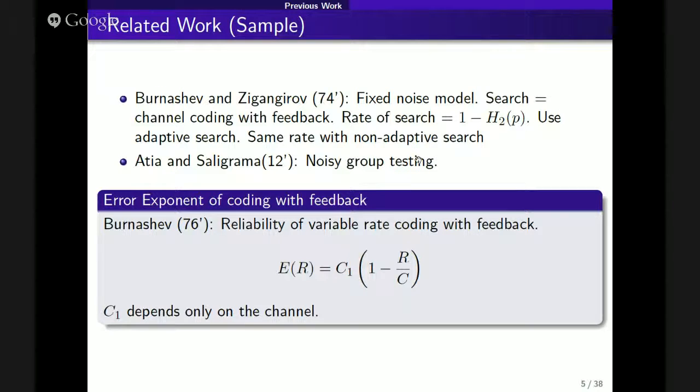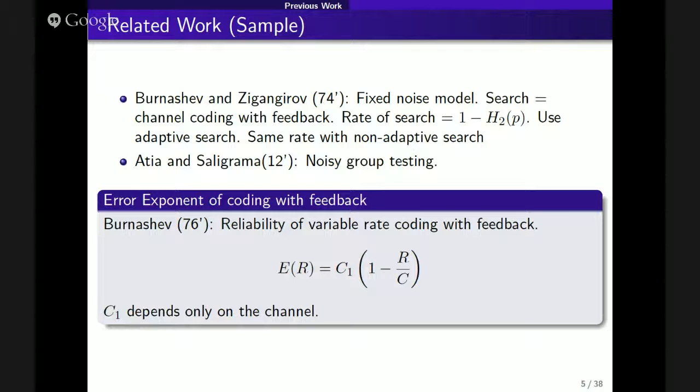Another line of work which we'll need here is the work on error exponents. When doing channel coding with feedback, Bernashev in '76 showed that the reliability function, when you do variable rate coding, is given by this expression here, where C1 and C are functions of the channel itself. C is capacity. This means that the error exponent, once you have feedback and you're doing variable rate coding, is a linear function going down from C1 all the way to 0 when the rate reaches capacity.